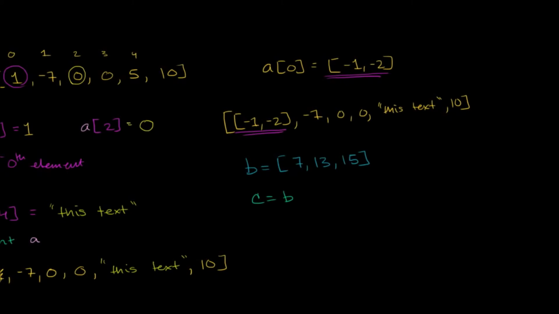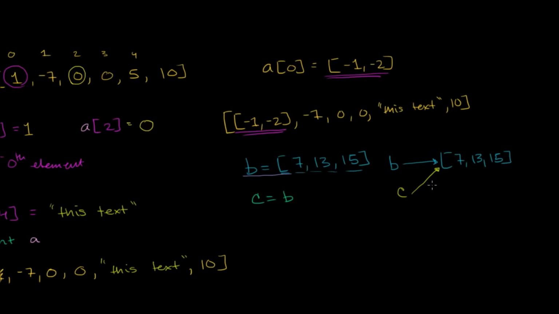So if you wanted to think about what's happening, there's some entity in memory that looks like this: 7, 13, 15. And when you execute this first line over here, the variable b is going to refer to that entity. And when you say c is equal to b, this is actually saying that c is going to refer to the same thing that b is referring to. So c is also going to refer to this exact same thing.